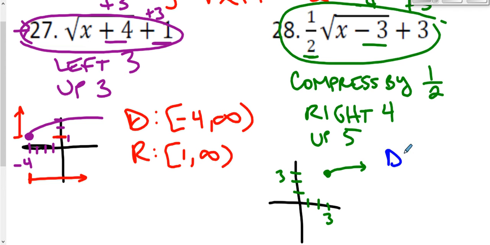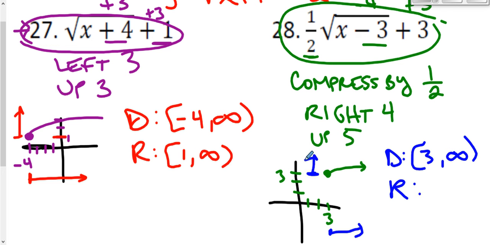With this graph, we can write our domain and range. Our domain is all those possible x values, which start here at 3 and move on forever, so from 3 to infinity. And then my range will start with my lowest y value possible, which is here at 3, and move on to infinity. So from 3 to infinity. And that's it for this set of questions about graphing.